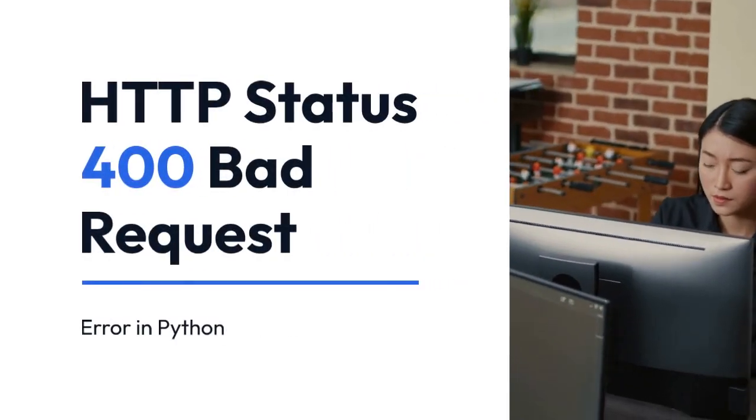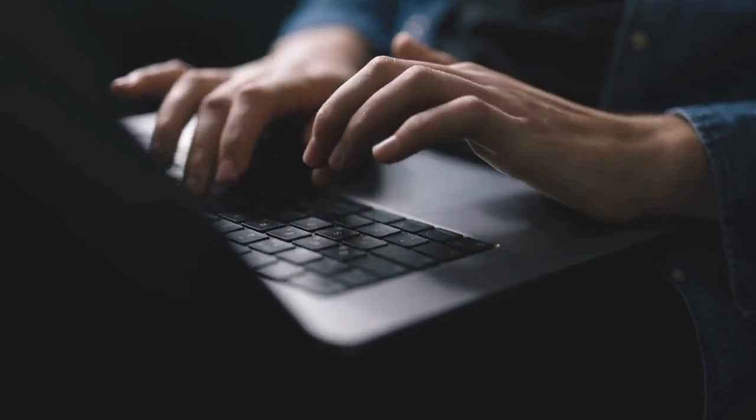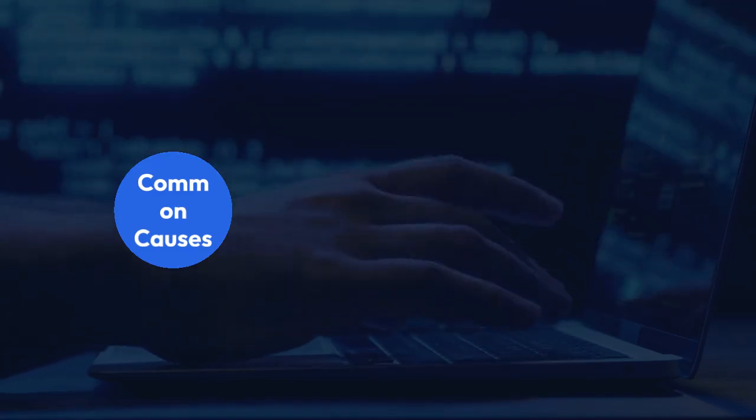We're explaining the HTTP status 400 bad request error in Python. This error means that the server couldn't understand your request because it was incorrectly formatted or contained invalid data. Let's look at common causes and how to fix them.